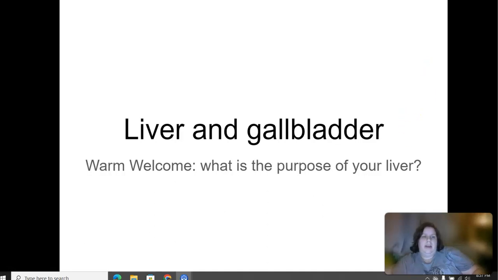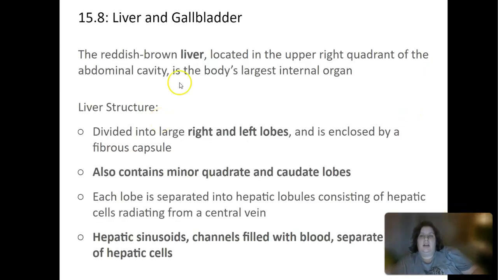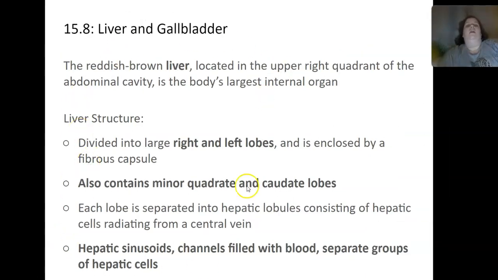Alright guys, we are going to talk about the liver and the gallbladder. Your liver is a reddish brown organ located in the upper right quadrant of your abdominal cavity, and it is the body's largest internal organ.